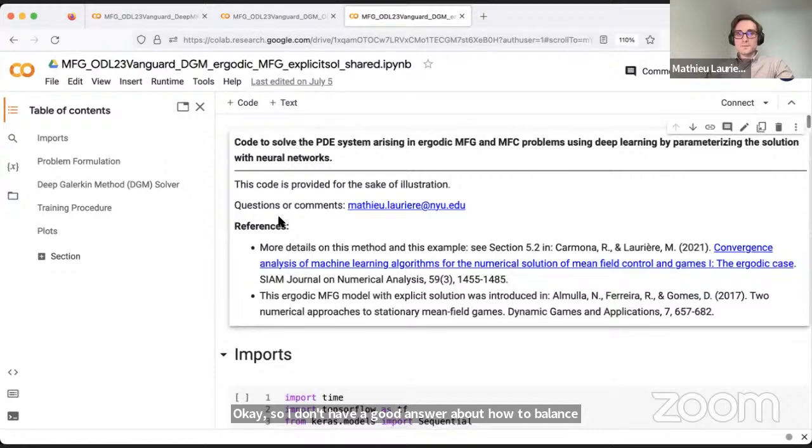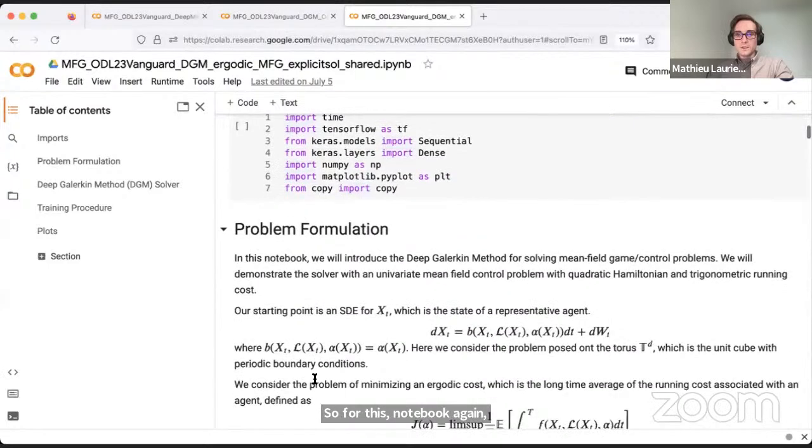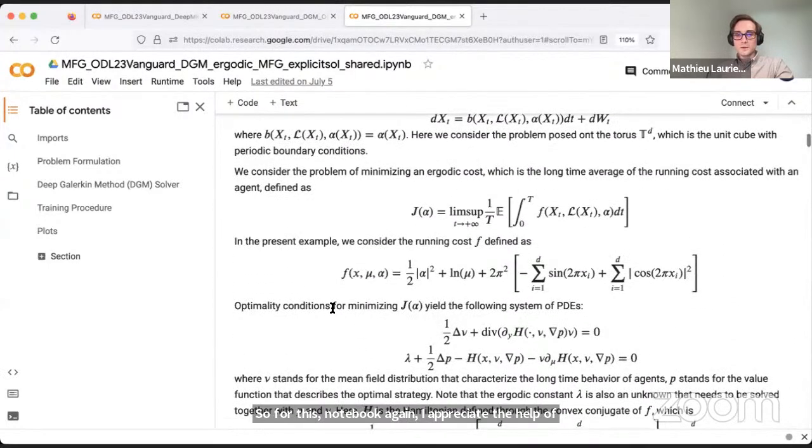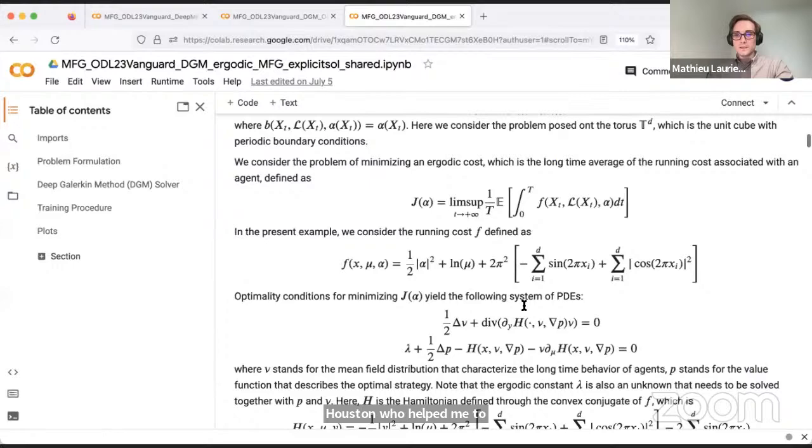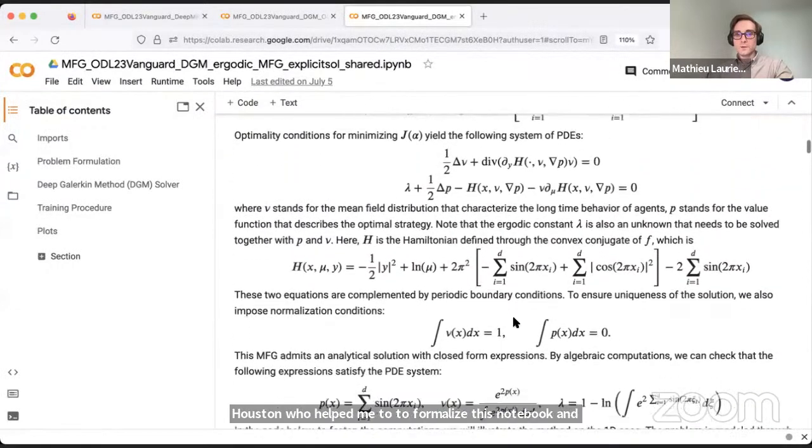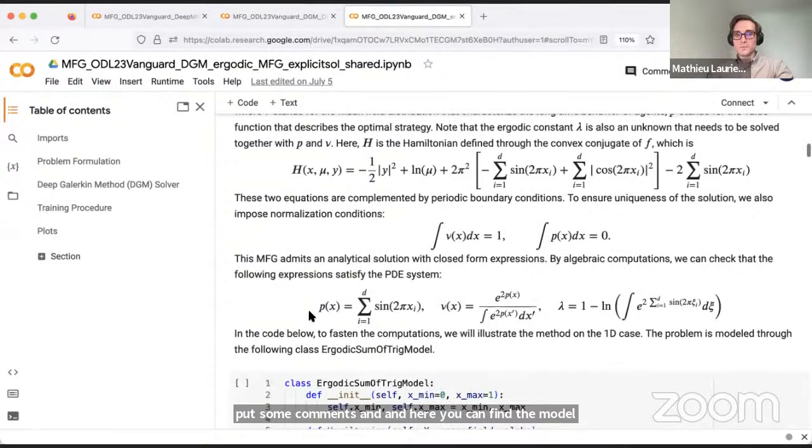So for this notebook, again, I appreciate the help of Yuchen, who helped me to formalize this notebook and put some comments. And here you can find the model that is described. It is the model for which we have an explicit solution. So you see here, P is equal to U, actually. P is the sum of sign, and nu is equal to mu, or m in the slides. It is this Gibbs measure. So P is the value function, nu is a distribution, sorry for the difference between notations, and lambda is the ergodic constant.